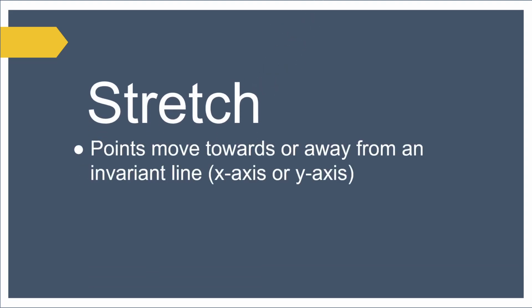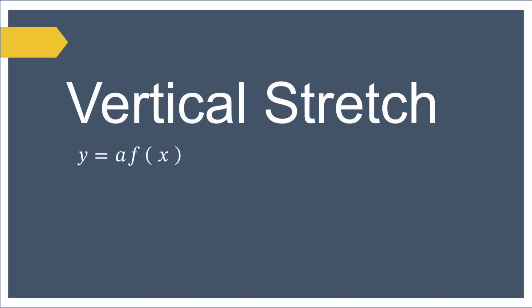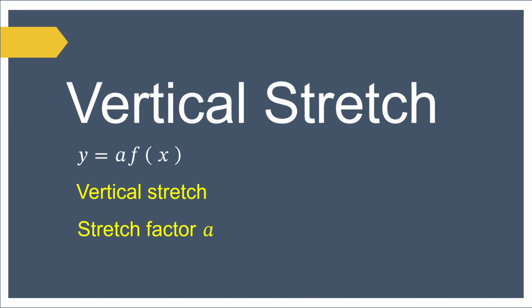Next, we want to talk about stretch. Now, a stretch occurs when all the points on the graph y is equal to f of x are moved towards or away from either the x-axis or the y-axis. Now, we have vertical stretches. For vertical stretches, we are saying the graph of y is equal to a f of x is a vertical stretch of y is equal to f of x by factor a.